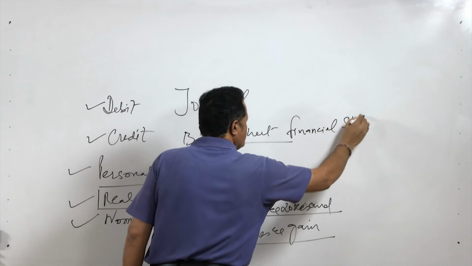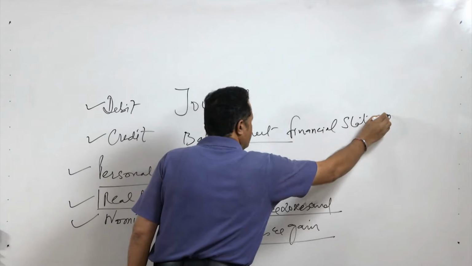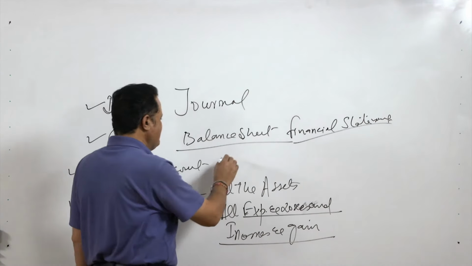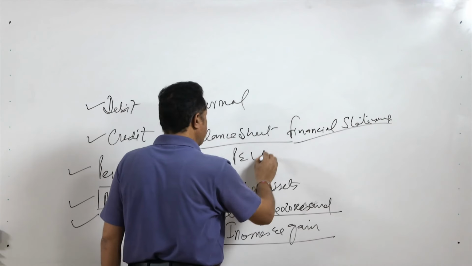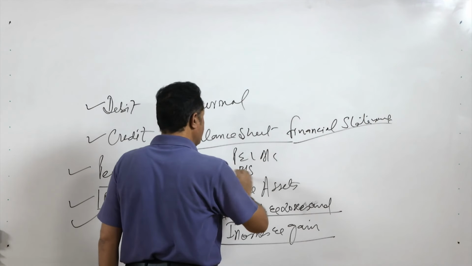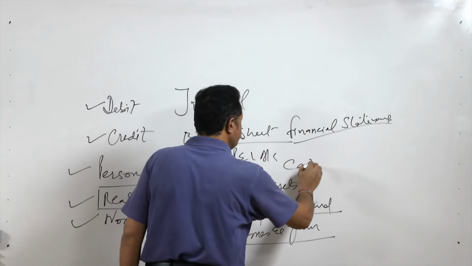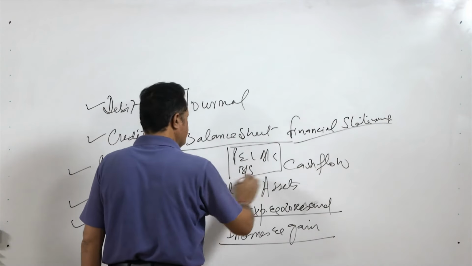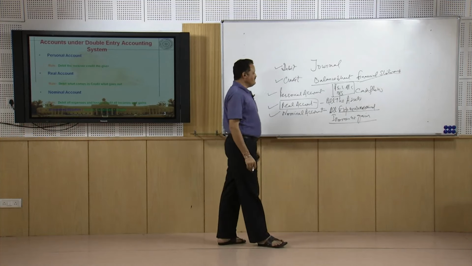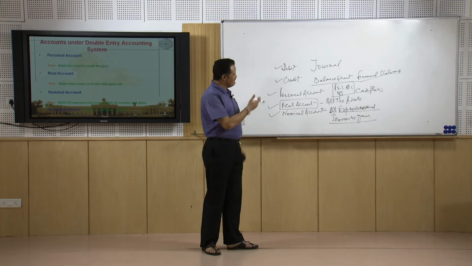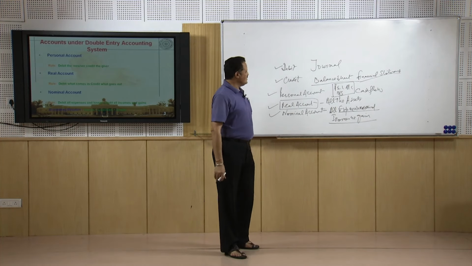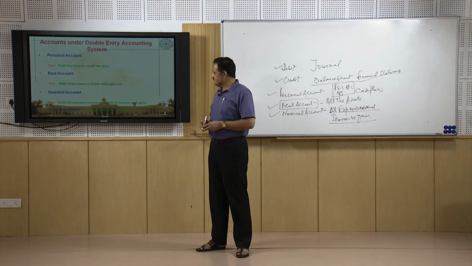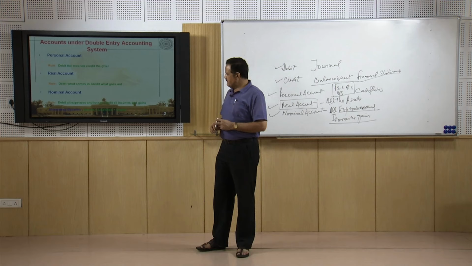As I was telling you, we have to learn to prepare the three financial statements. One financial statement will be the profit and loss account, the second will be the balance sheet, and the third will be the cash flow statement, which will be prepared out of these two statements. Profit and loss account and balance sheet are the basic statements. From these two we will prepare the third statement, called the cash flow statement. So we will move through the process, and you will learn everything.